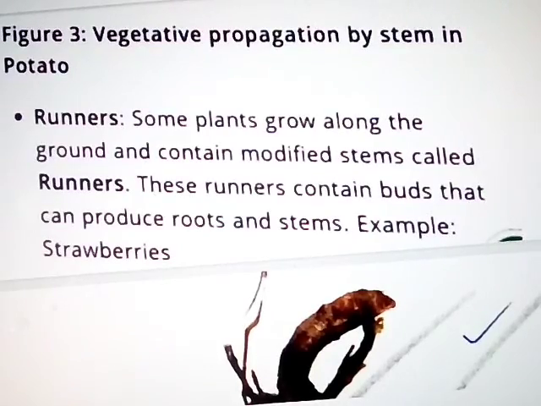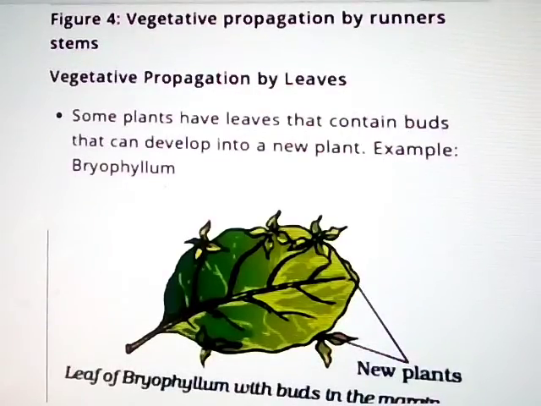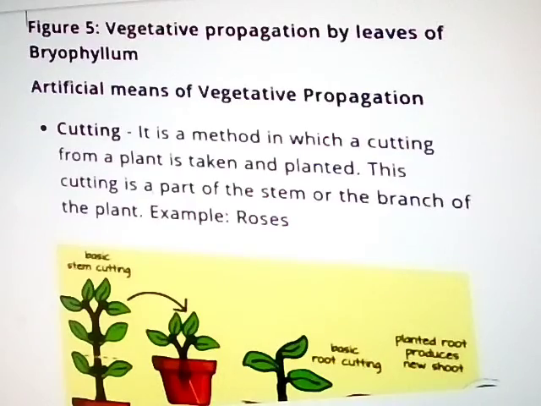Runners. Some plants grow along the ground and contain modified stems called runners. These runners contain buds that can produce roots and stems. Example: strawberries. Vegetative propagation by runners. Vegetative propagation by leaves. Some plants have leaves that contain buds that can develop into a new plant. Example: bryophyllum.